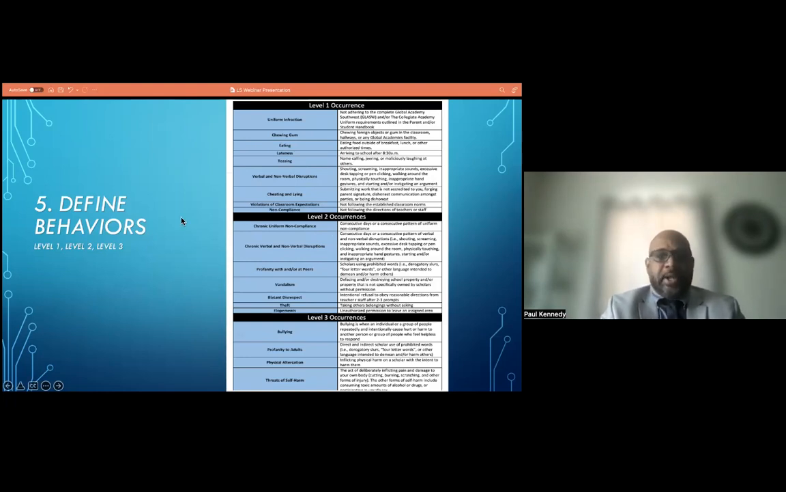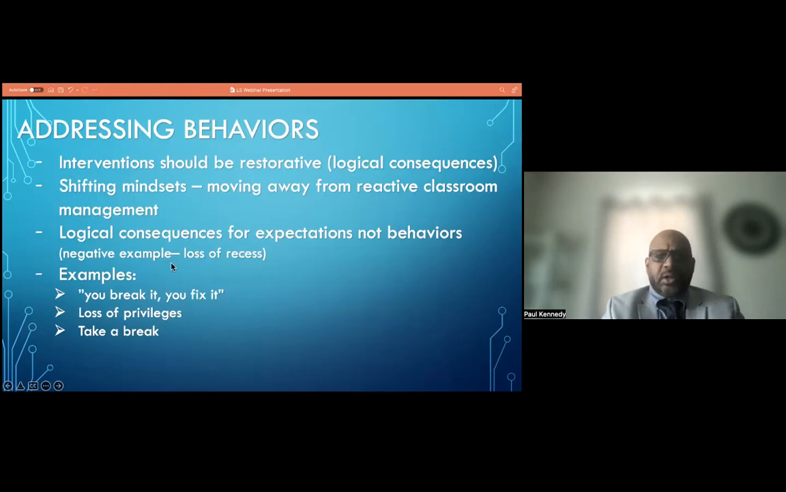With the behaviors, however, we always want the teachers to know that it should always be restorative, should always shift the mindset. The consequences should be logical. For instance, if a scholar gets upset and breaks a pencil, then they should replace that pencil. If they have to take a break, whether there's loss of privileges, the consequence should match whatever behavior the scholar actually performs.